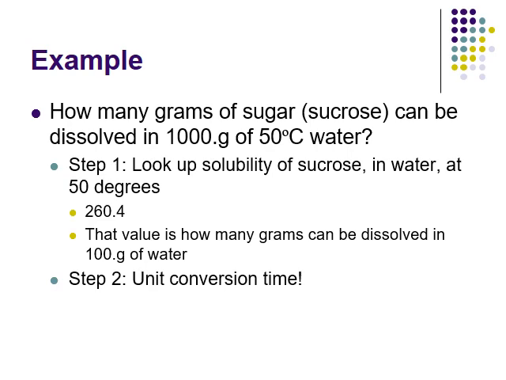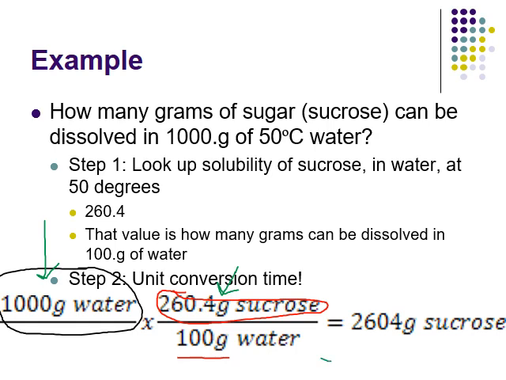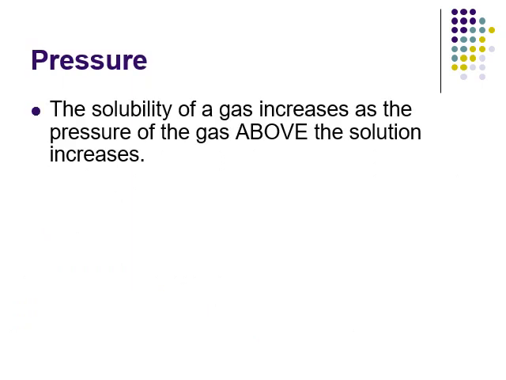So at this point, it's really just unit conversion time. We start with what we're given, that 1,000 grams of water, and the solubility becomes a conversion factor. This top number is the solubility that we found, and it's always over 100 grams of water. So these problems are pretty simple. You start with the mass of the water, multiply it by whatever the solubility is, and the bottom number there will always be 100. Pretty straightforward.